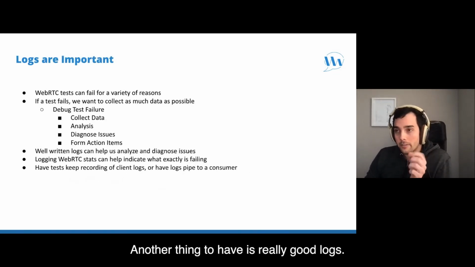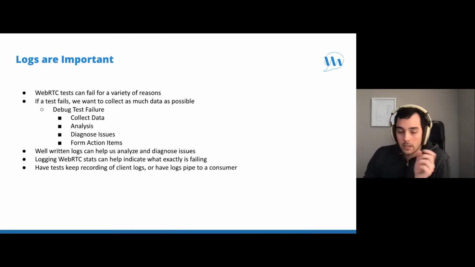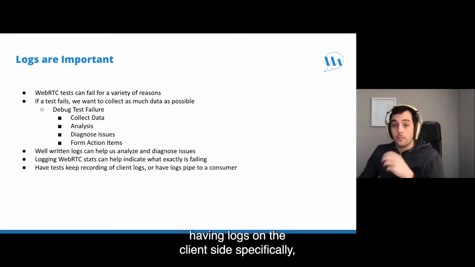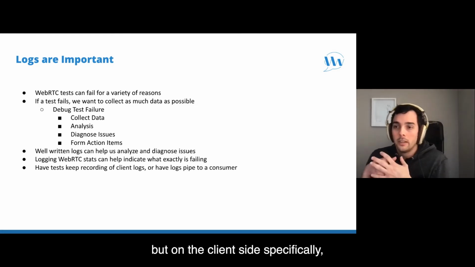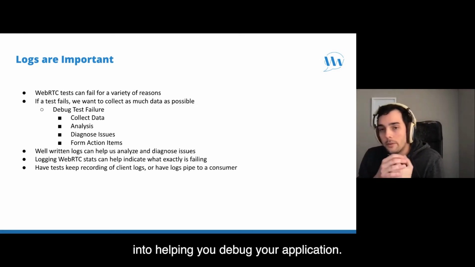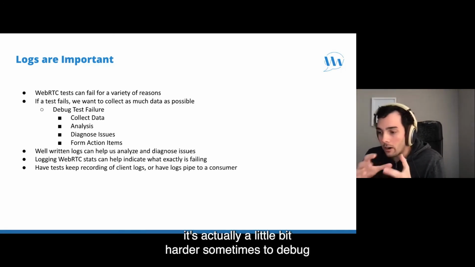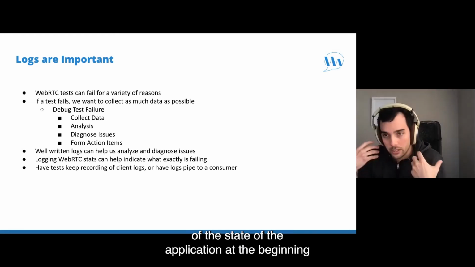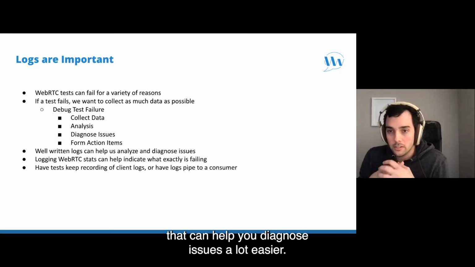Another thing to have is really good logs. WebRTC tests can fail for a variety of reasons. Whether it's in a testing environment or even your production environment, having logs on the client side specifically can go a really long way into helping you debug your application. You should always have logs on your server, but on the client side specifically this helps. In a testing environment, it's sometimes harder to debug some of these issues. So having logs that give you an idea of the state of the application at the beginning, throughout the call, and at the end of the call can help you diagnose issues a lot easier.